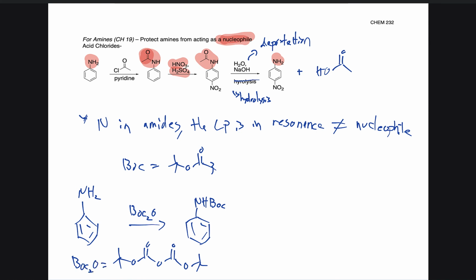And the BOC group is just attached to the nitrogen now, and now it is essentially doing the same thing. The nitrogen is no longer nucleophilic. And then to deprotect it, you would just add an acid. So we use acidic conditions to deprotect, and we get back to our amine. So these are two very viable ways to protect amines here. And we'll look at some examples in class about using protecting groups and when they can be important.